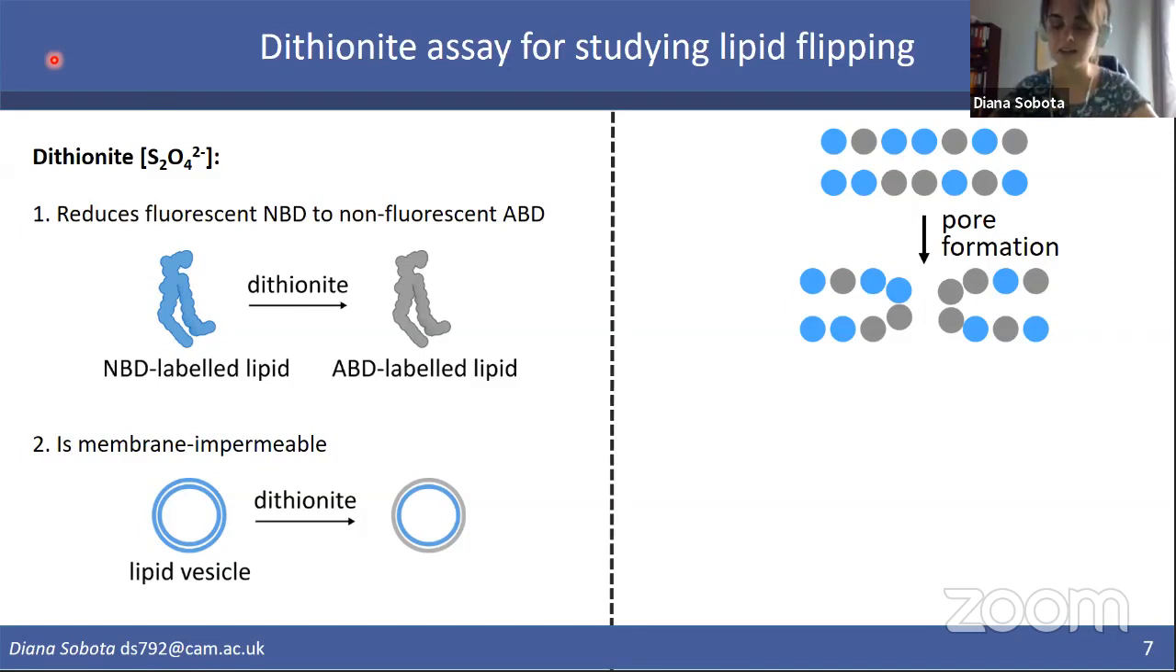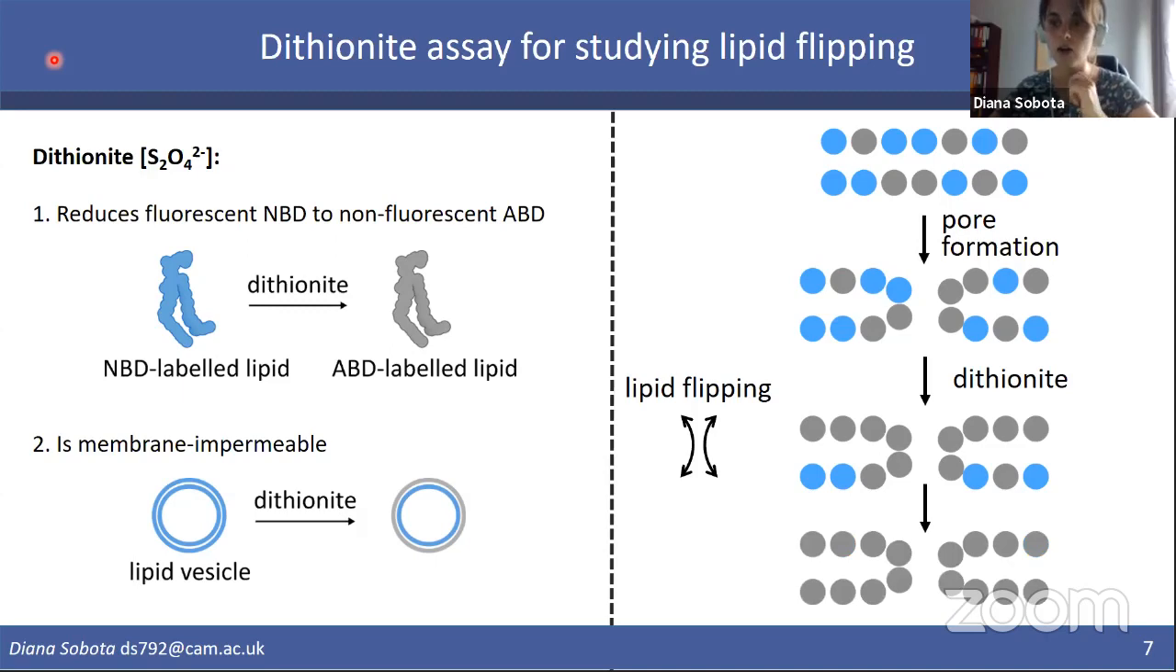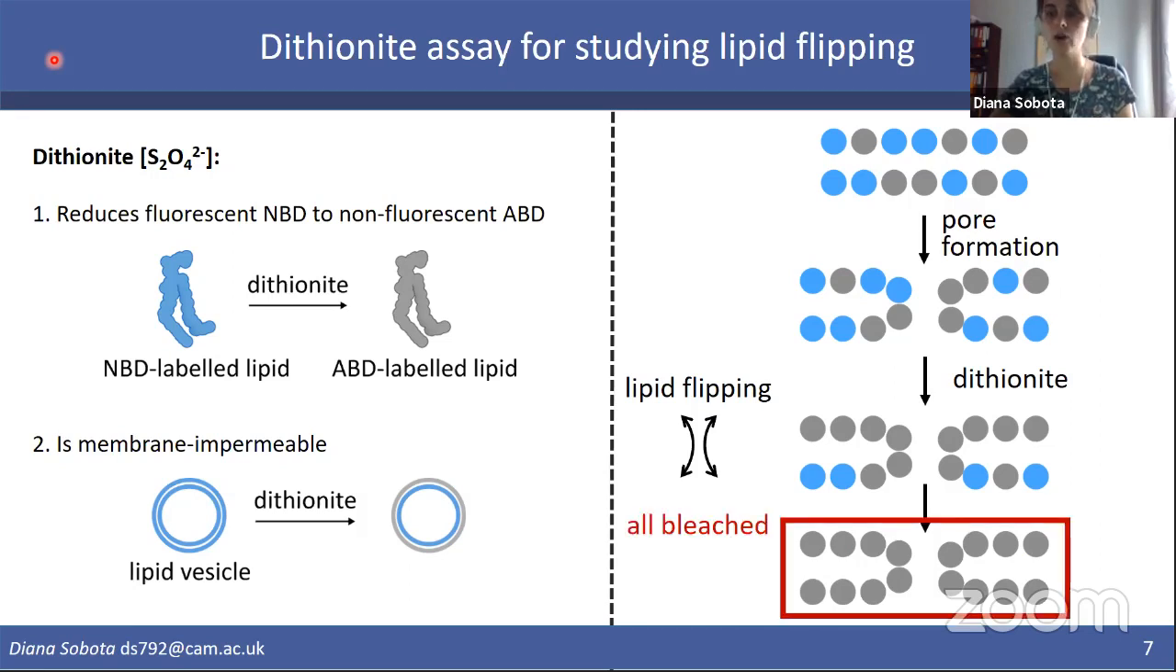If we have that, and we now add dithionite, first only the outer leaflet will be bleached, but because of what I mentioned, the diffusion of lipids from one side to the other, all of it will be bleached. All the lipids will move now. All the lipids from the inner side can very slowly, through diffusion, move to the outer leaflet and be exposed to dithionite. So the whole membrane will be bleached.